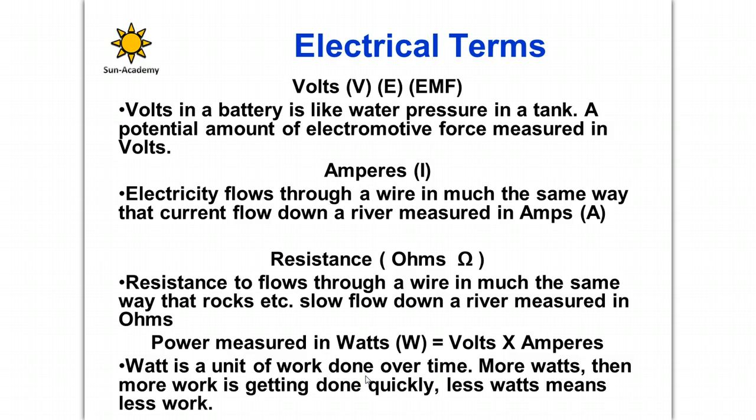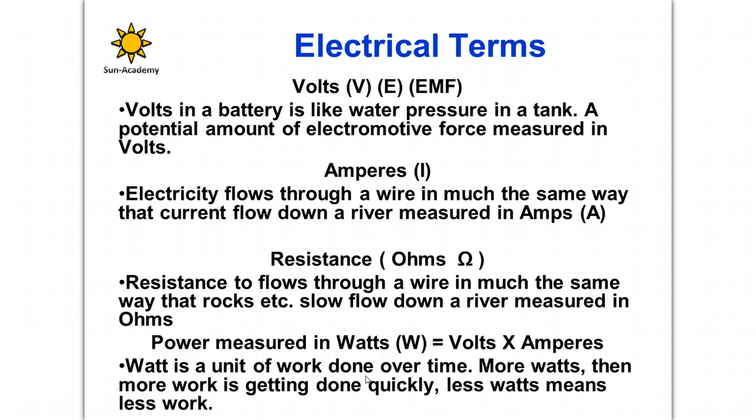The electrical terms: volts, with the symbol V or E or EMF, in a battery is like water pressure in a tank. A potential amount of electromotive force is measured in volts. Amps, with the symbol I, represent electricity flowing through a wire in much the same way that current flows down a river, measured in amps. Resistance, with the symbol omega, or ohms, is resistance to flow through a wire, much the same way that rocks and so on impede flow down a river, measured in ohms.